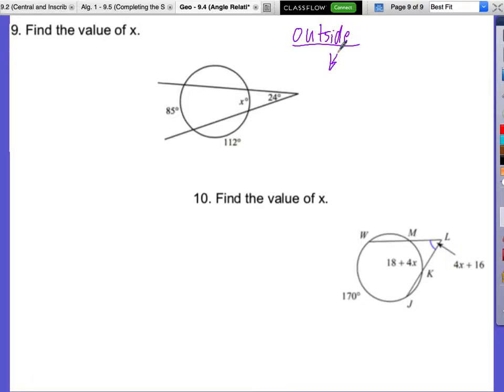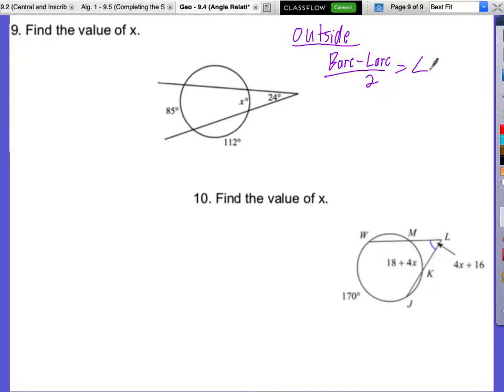So it's big arc, little arc, over 2. Or if you say it the right way, arc minus arc over 2 is equal to the angle. Maybe I'll put a question on the test that says, what is Mr. Costa's favorite theorem, and say it correctly. So arc minus arc over 2.